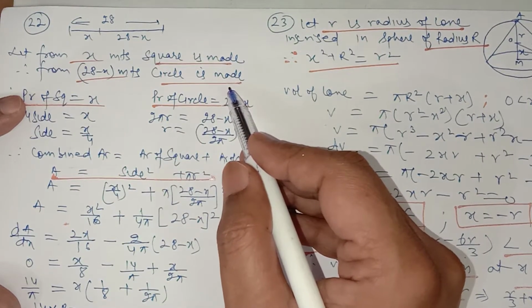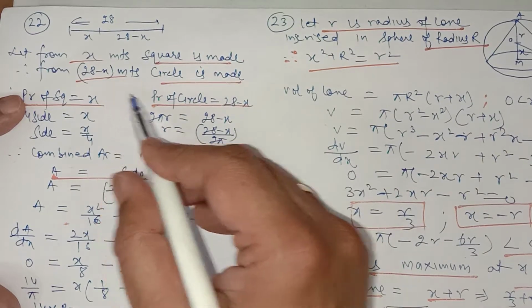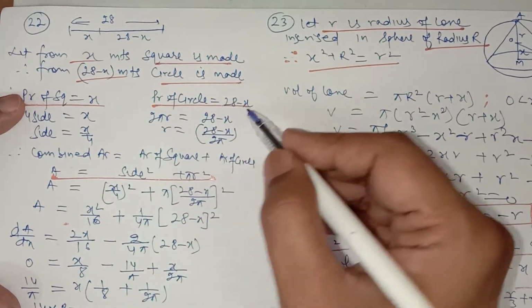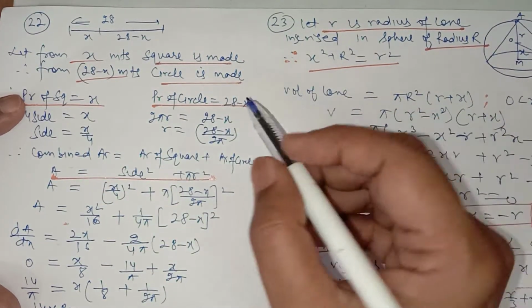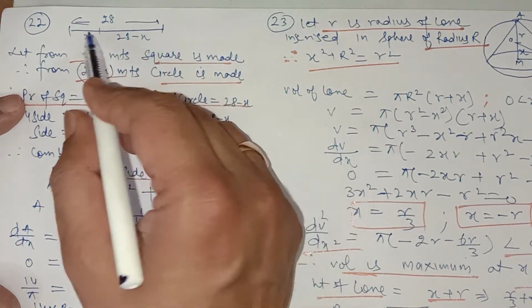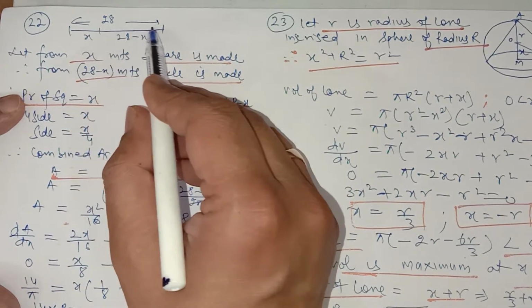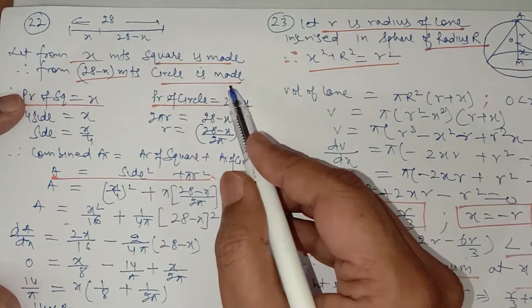You have to break it so that the combined area of the circle and the square should be minimum. So from the 28 meter length of wire, let us take x meters from which a square is made. Then from 28 minus x meters, the circle will be made.